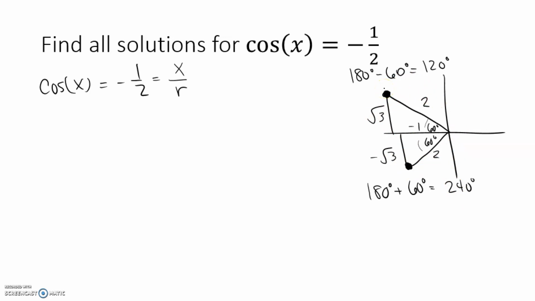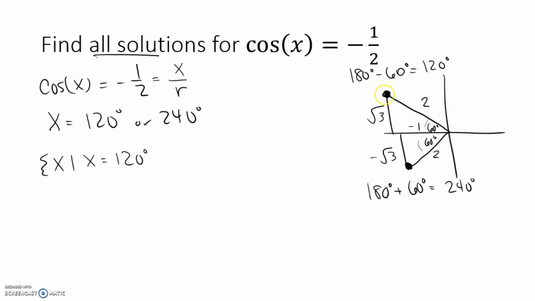So we've got x is equal to 120 or 240, but that's not all of our solutions. That's just a couple of them. So we'll say x such that x is equal to 120. So right here. And how do we get back to that? Well, we just keep adding 360 to it. So plus 360k.